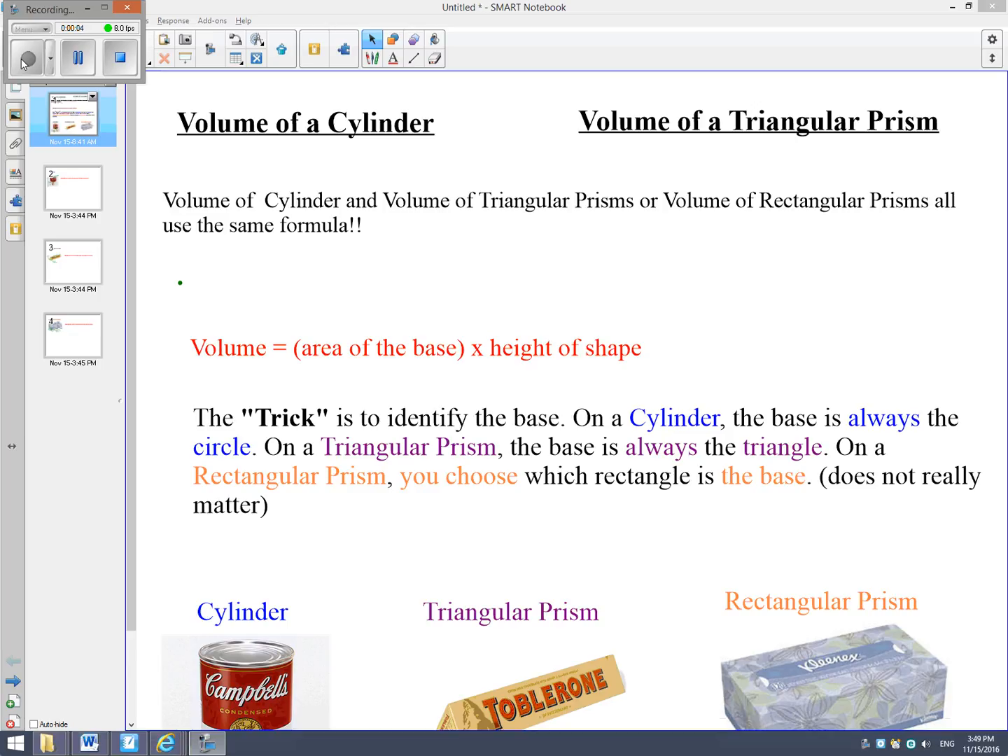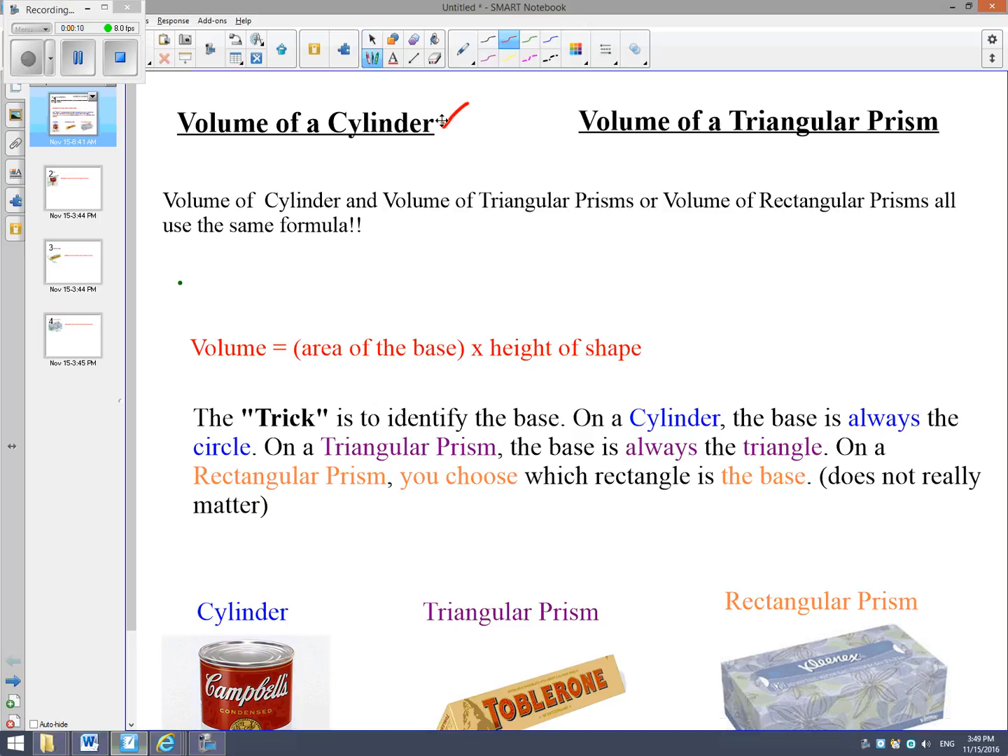What we're going to start with is the volume of a cylinder. And we're going to do a volume of a cylinder because we've been doing circles, diameter and circumference and area of a circle. But we're also going to go back a little bit and look at volume of a triangular prism. And actually, we're going to look at volume of a rectangular prism as well. Rectangular prism. Cool.